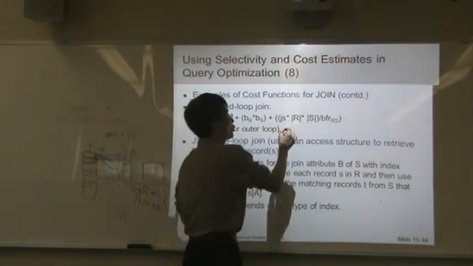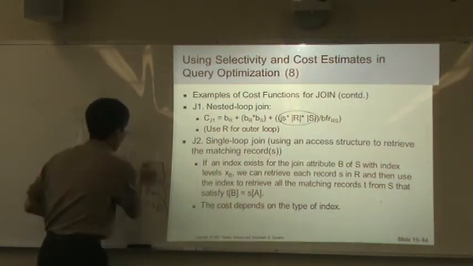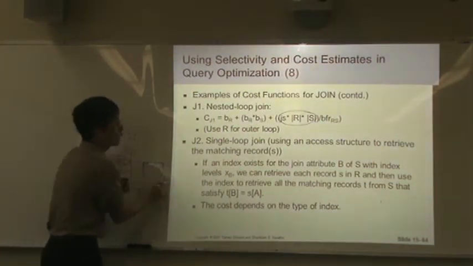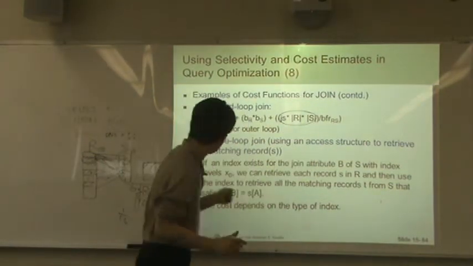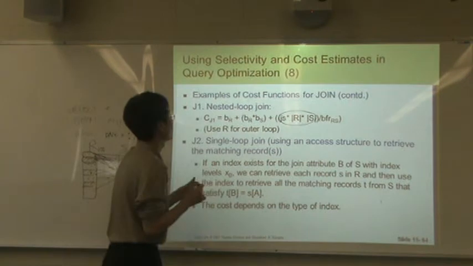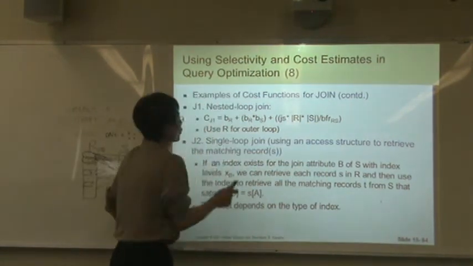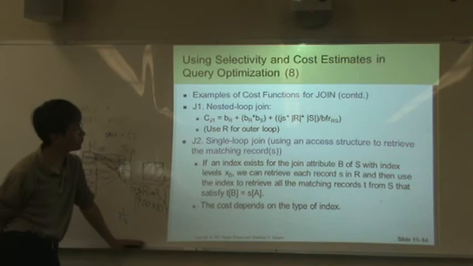Then you need to access this amount of data for the join. This is divided by the blocking factor, because this is the number of rows behind it. So how many blocks will be joined? Okay? So this is the nested loop join cost function.